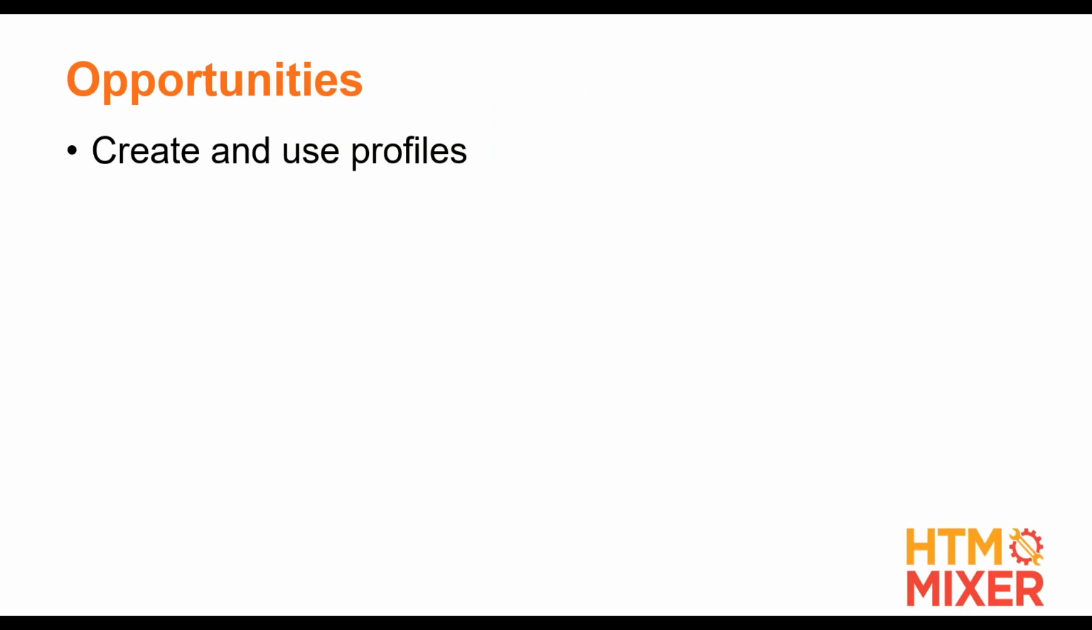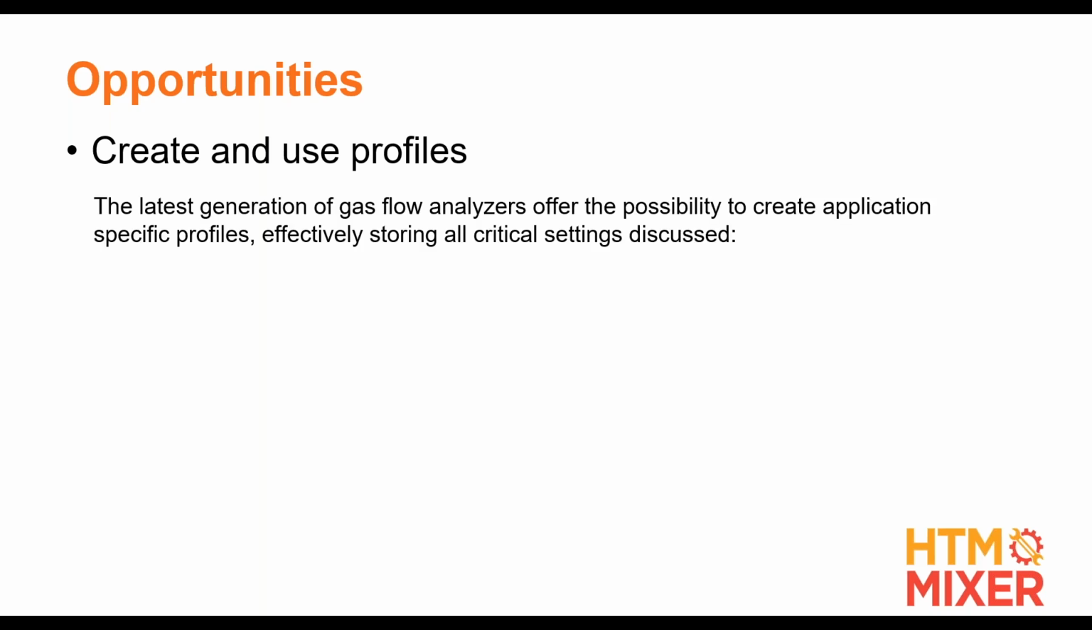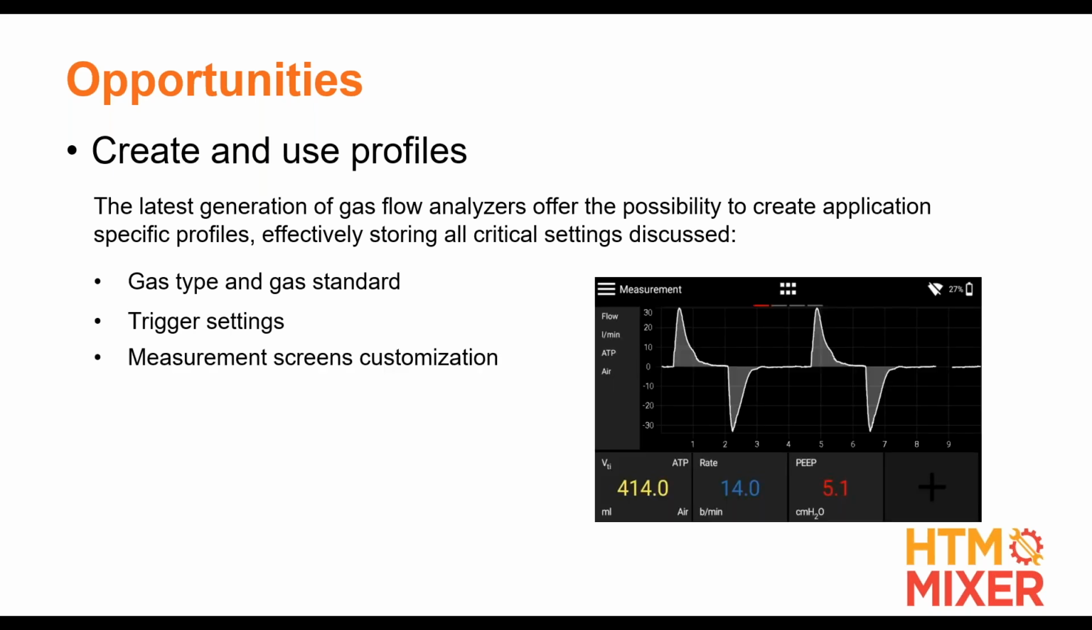Okay, so what kind of opportunities can we have? All these different settings that we talked about can usually be stored as a profile on most analyzers now. You can do the gas type and gas standard. You can do the trigger settings. You can set up all your measurement screens the way you want, customize them, and then you can save that as a profile so that the next time you use that or test that same ventilator, you can just pull up that profile and all your settings will be there for you. That helps minimize, again, the risk of inappropriate settings.